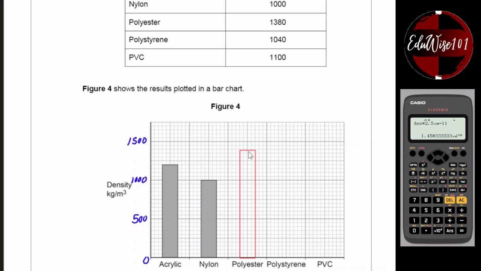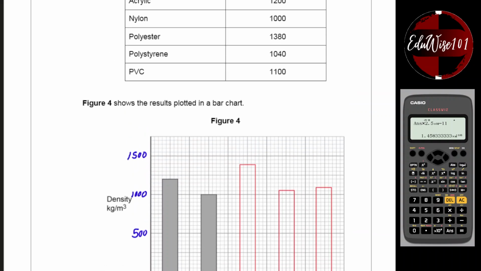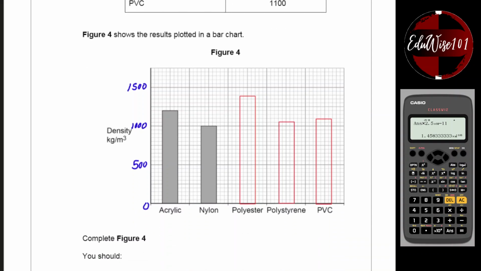The next one is 1040. So for polystyrene, it should be nearly 1 box higher than what you have for nylon. And for PVC it's 1100. So it should be 2 boxes up. There you go. 2 boxes up. And that would give you the 4 marks.